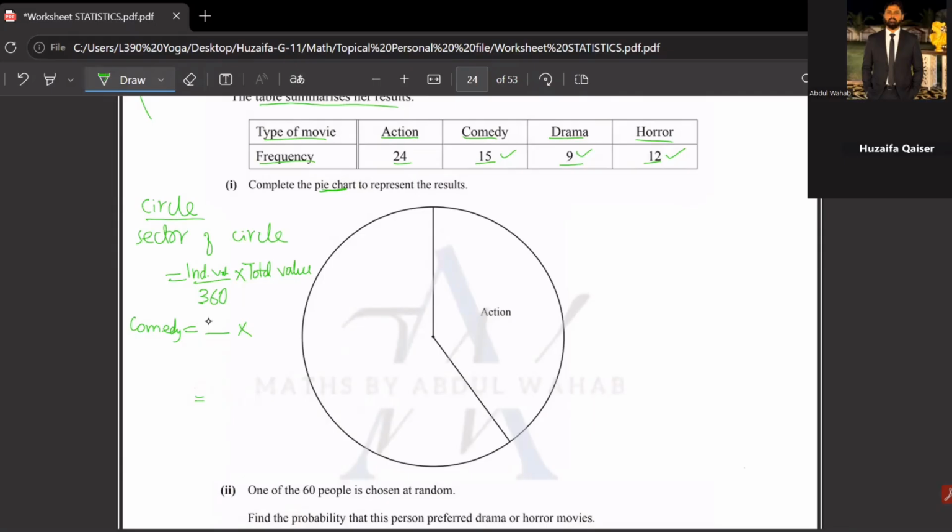This is the unknown individual sector. We need to find this value. This is 360 and this is 60, and the value for comedy is 15. It is given in the question.